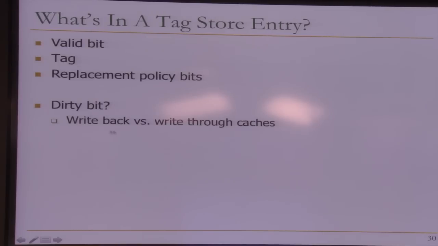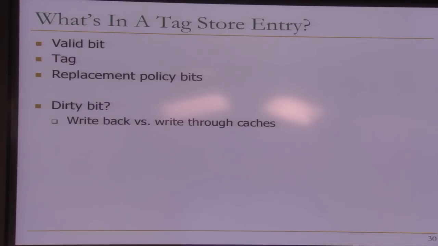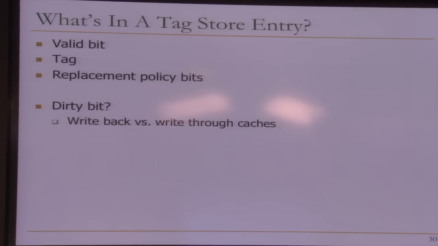One of the design decisions is: do you have a write-back cache or a write-through cache? If you have a write-back cache, you can modify the data inside the cache and not modify it in the next level, which means you need to keep track of whether the block is dirty in the cache. Then you need a dirty bit. If you have write-through, whenever you do a store or write into the cache, you modify the data, but you also modify the data in the next level. In that case, you don't need a dirty bit, because all levels are consistent. The data is modified in all levels.